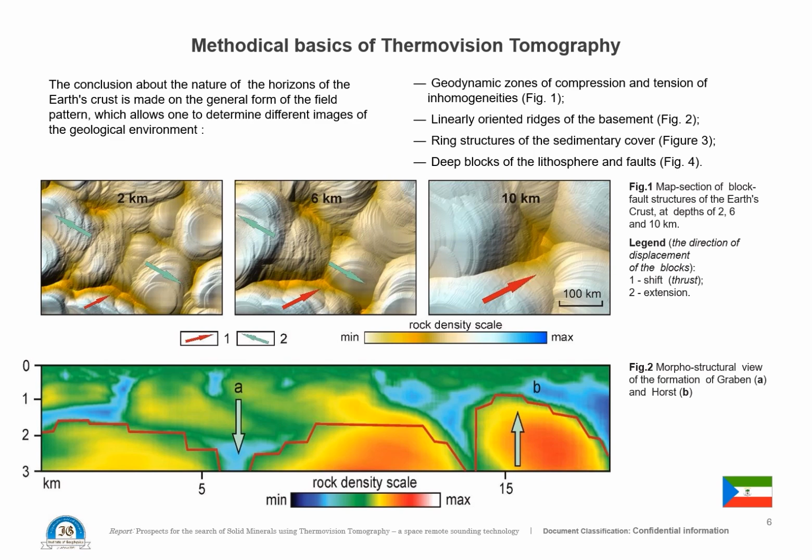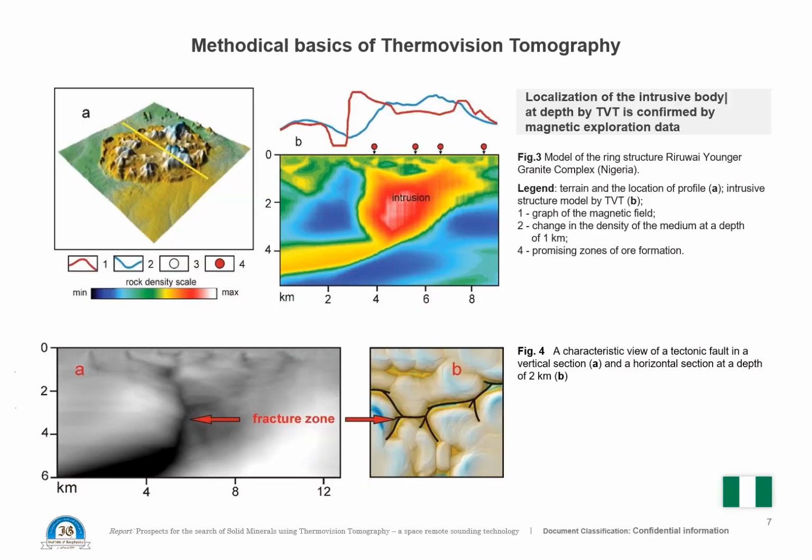The bottom figure shows a vertical TVT profile to a depth of 3 kilometers, a block fault structure. One can clearly distinguish graben, letter A, and horst, letter B. Here, dense rocks are colored in red and yellow, decompacted rocks in blue color. Fault tectonics and calderas, buried in the volcanic sedimentary layer, are the main priority in the search for ore deposits.